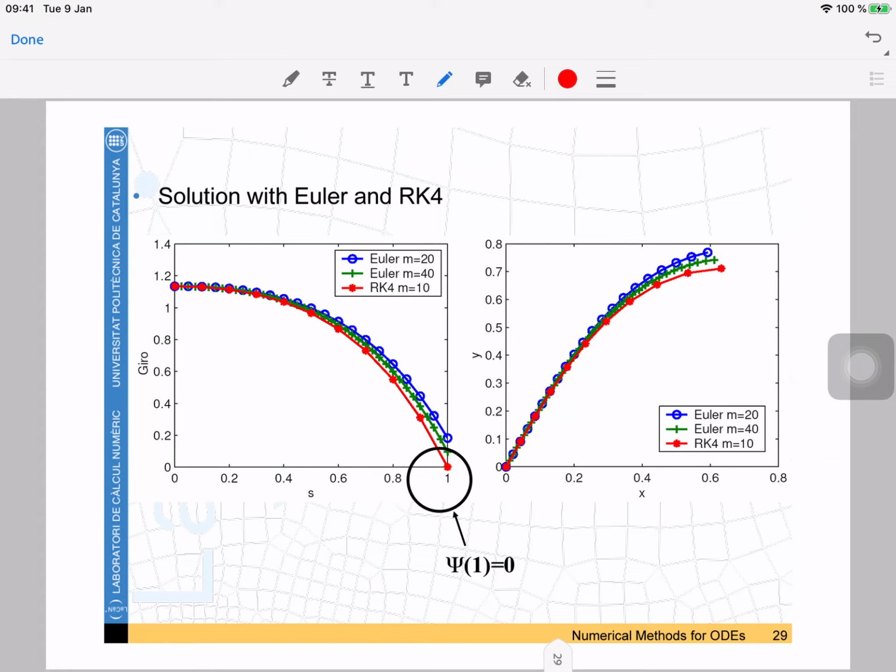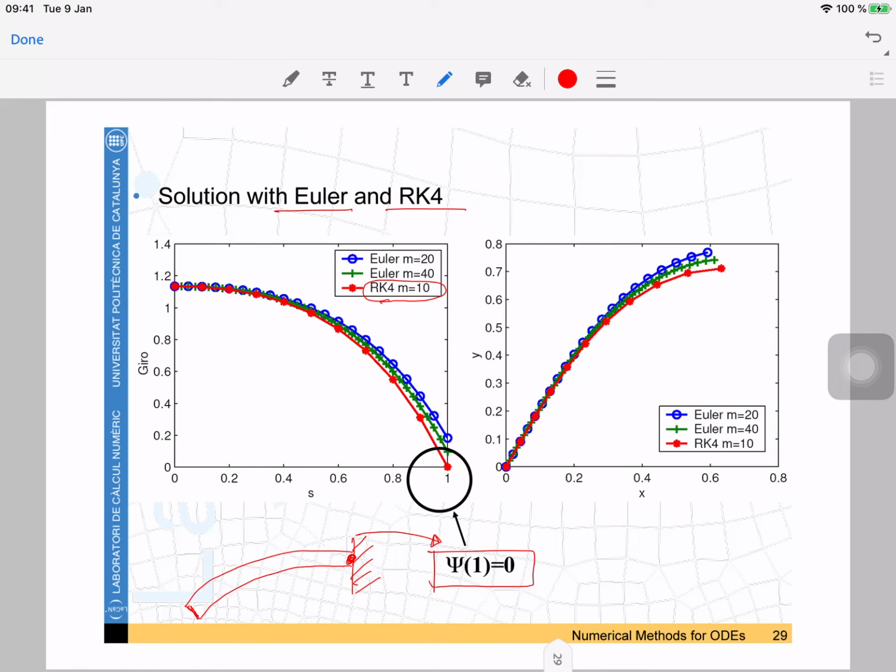Here we compare the solution using both the Euler and Runge-Kutta order 4 method. We expect that at the end of the beam the slope becomes 0. If I plot the beam again here, the deformed beam, basically the beam is fixed at one end, and at this point where the beam is fixed, basically the slope should tend to 0. So you see that with the Runge-Kutta order 4 method, with the number of subintervals 10, basically we get a better solution with respect to the Euler method.